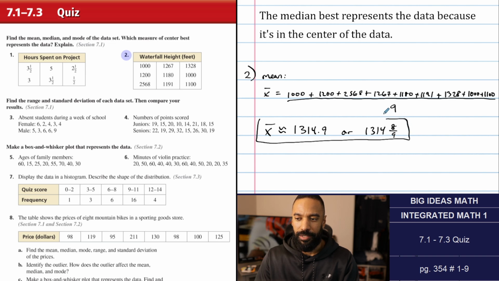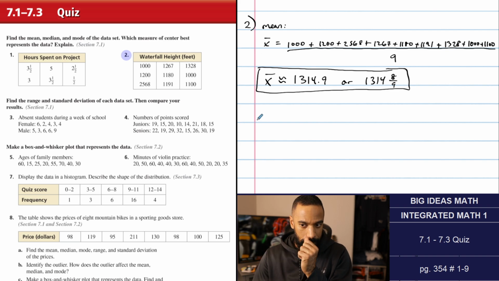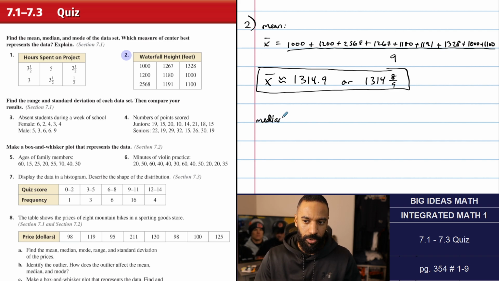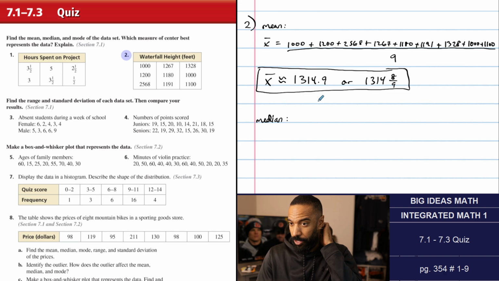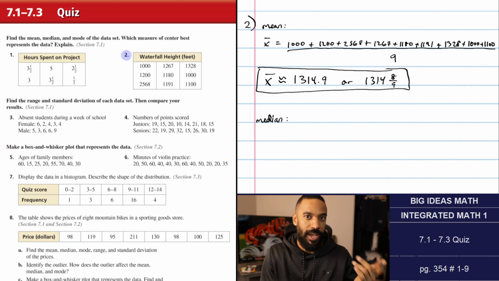Now that's just me knowing that. That's stuff you might have to put together yourself. Okay, the median, same thing as before. We are putting them in order and finding the middle value. There are 9 values this time, so the 5th number of 9 is the middle number.